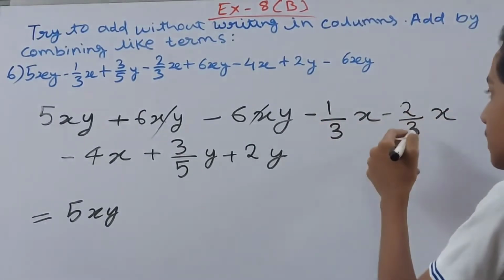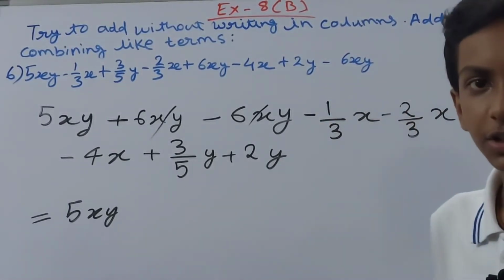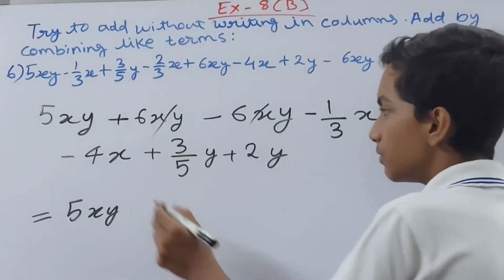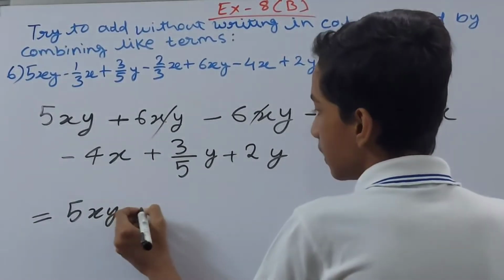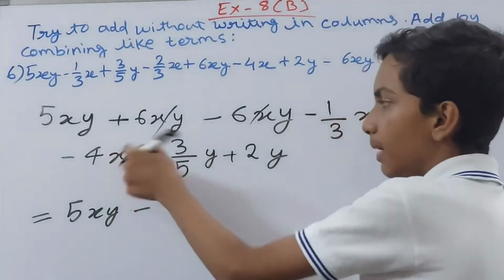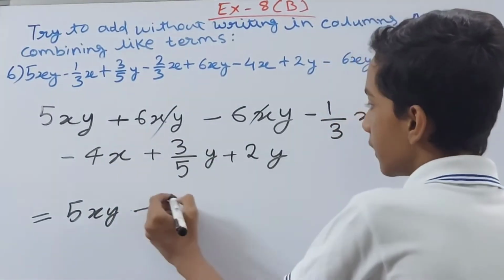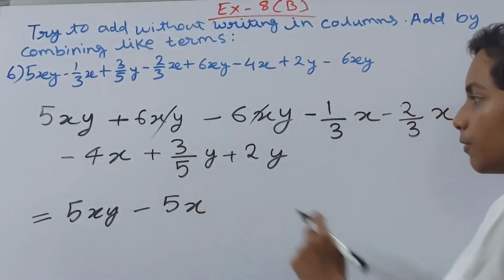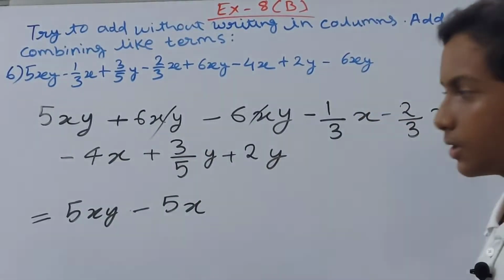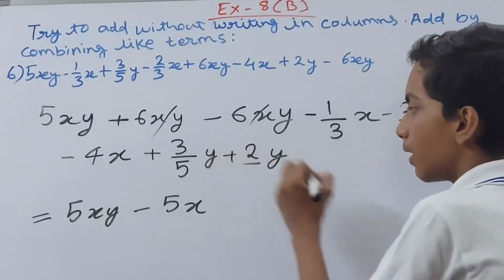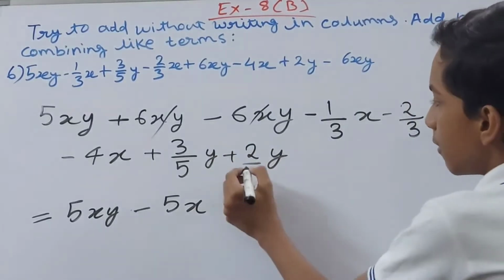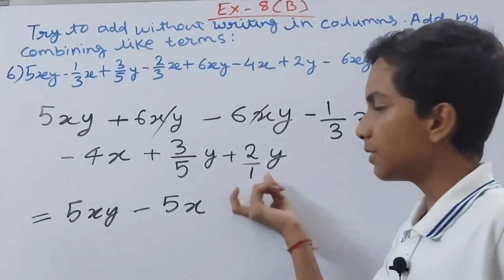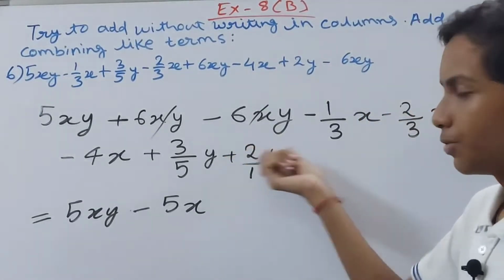We can simply cancel the fraction, 3 upon 3 by 3, so we get minus x only. Now we have minus 4x here as well, that will be minus x and minus 4x, which is minus 5x. And then plus 3 upon 5y plus 2y. When there is no denominator written, the denominator becomes 1. Now 1 into 5 will be 5, and 2 into 5 is 10.